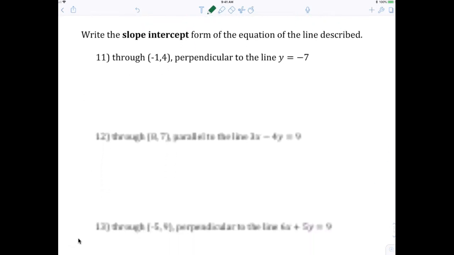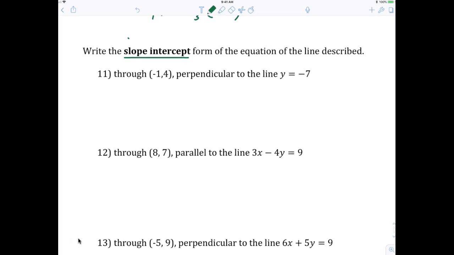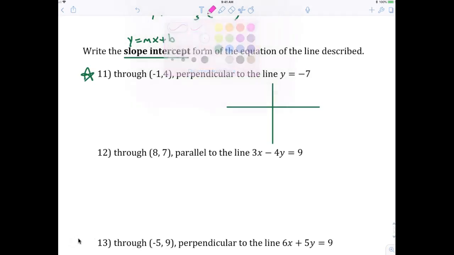Okay, so now, looking at the next one, we're writing in what? Slope intercept, just to make sure: y equals mx plus b. Okay? So again, let's graph y equals -7. This is an interesting problem, so make sure you're good. So y equals -7 would look something like this, correct? And -1/4 would be over here somewhere.